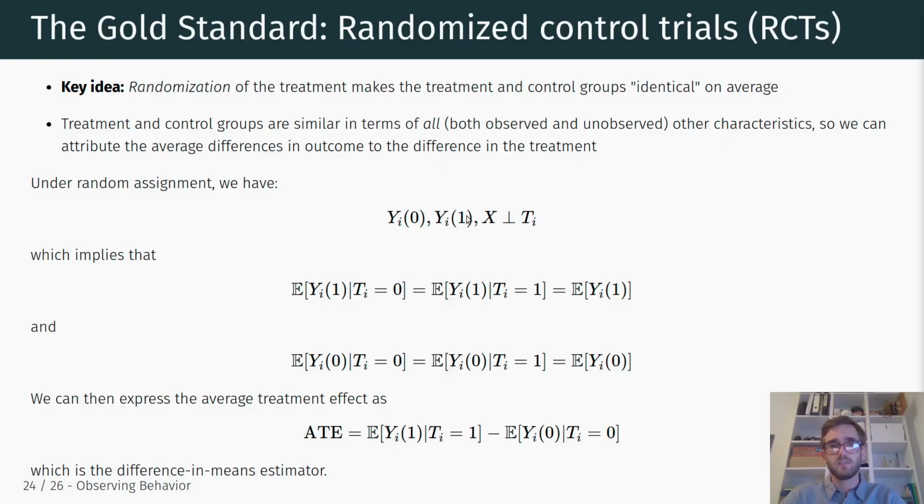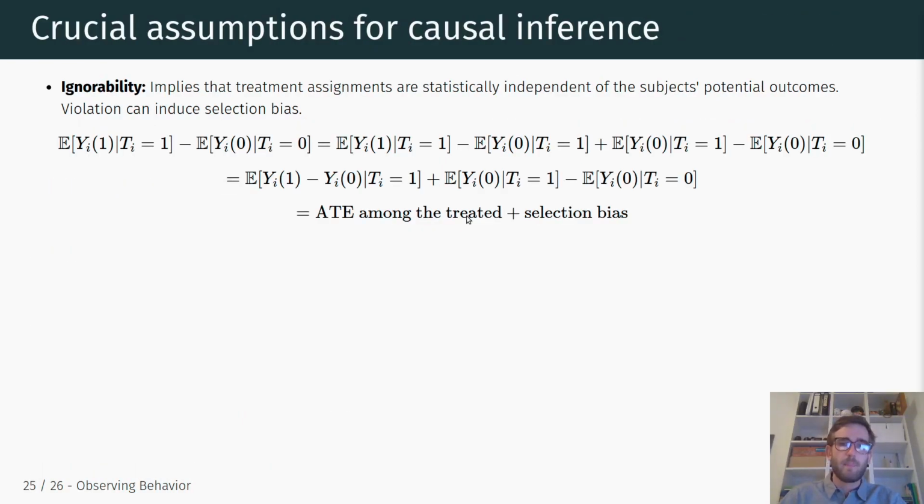So this is the gold standard, or how randomization and randomized treatment allocation helps us overcome this fundamental problem of causal inference. There are a couple of crucial assumptions that we have to make as soon as we deviate from this gold standard. The first one that is often mentioned is the question of ignorability. Ignorability is exactly this assumption that we have random assignment, and it implies that the treatment assignments are statistically independent of the subject's potential outcomes.